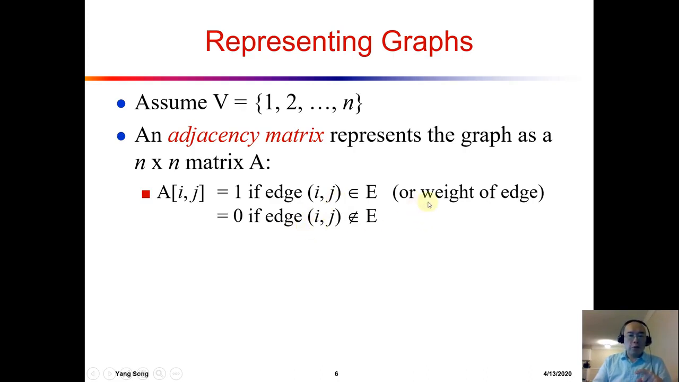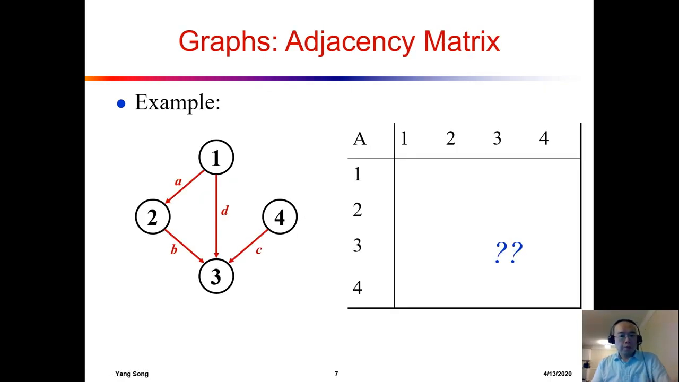Or if you want to use the weight of the edge, feel free to do so. In this case, if there is an edge between i and j, instead of a 1, we can just put whatever the weight is. So let's use a very small graph as the example. We have a total of 4 nodes, or vertices, and for the x-axis we have 1, 2, 3, 4, and for the y-axis we have 1, 2, 3, 4. And the problem is, how do we fill in this adjacency matrix?